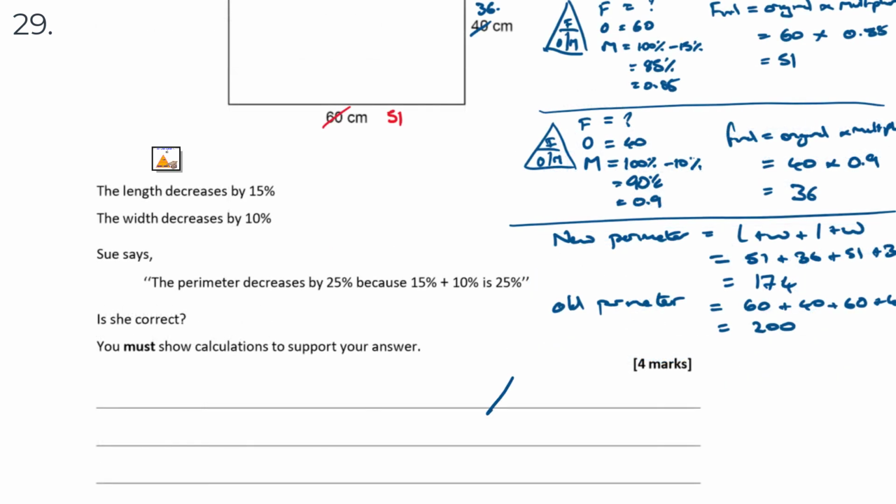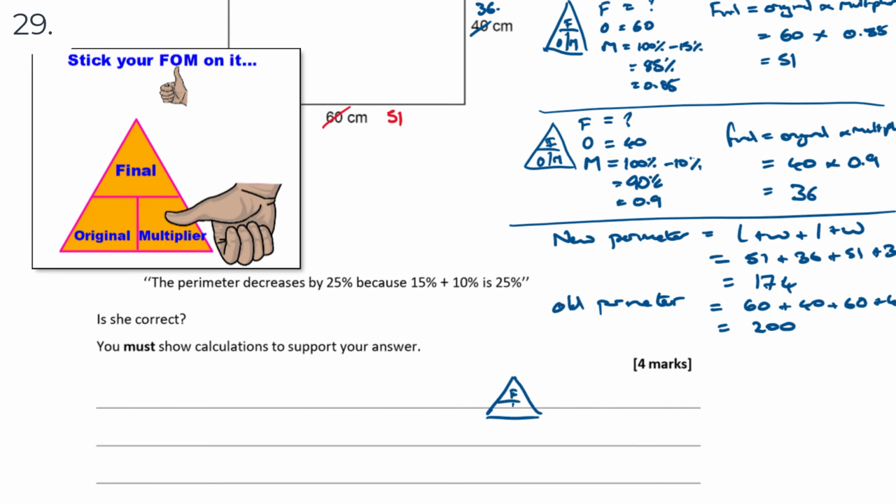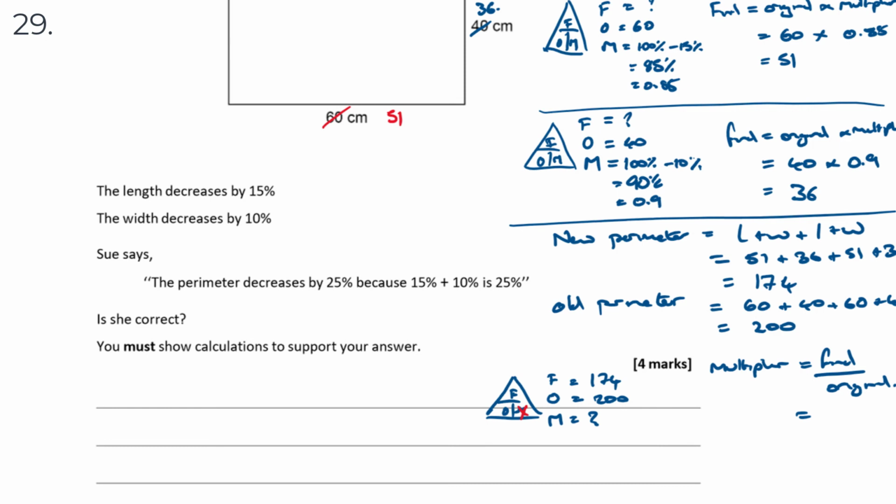Okay, so we're going to do a third percentage question here, but this time I know the final, it's now 174. I know the original, it was 200. I want the multiplier, that's the thing I don't know. Covering up the thing I don't know, M tells me that my multiplier is equal to the final divided by the original. So multiplier equals final over original. What's that then? Final is 174. Original is 200.